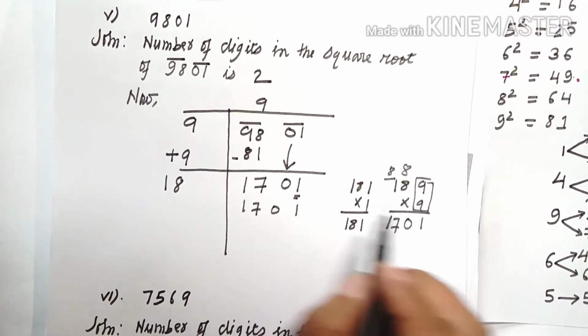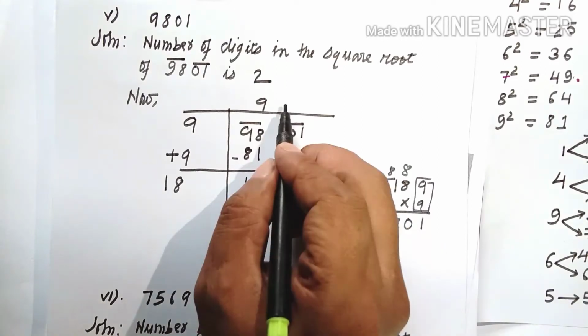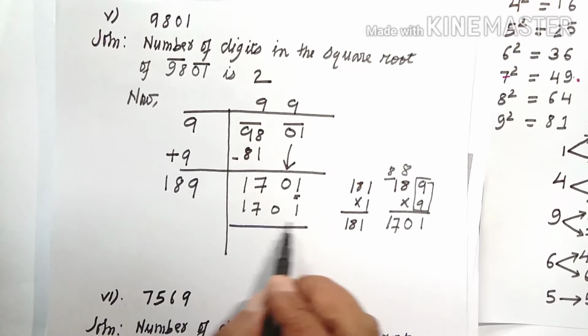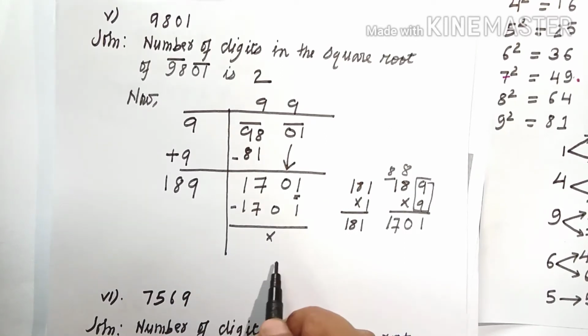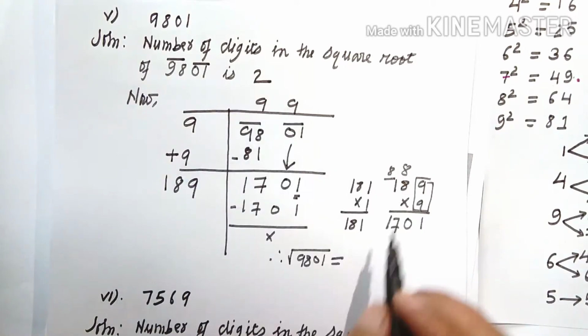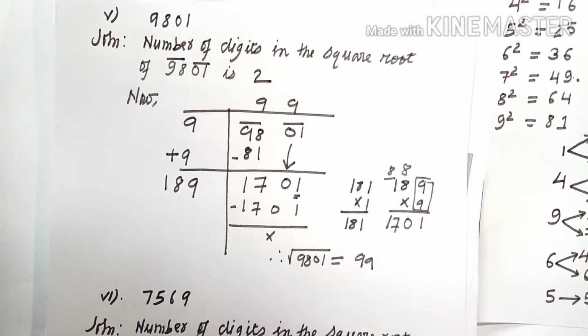So 9. Where do we take this 9? The quotient 1 and the divisor plus 1. So subtract, which is equals to 0. Therefore the square root of 9801 equals a perfect square, 99.